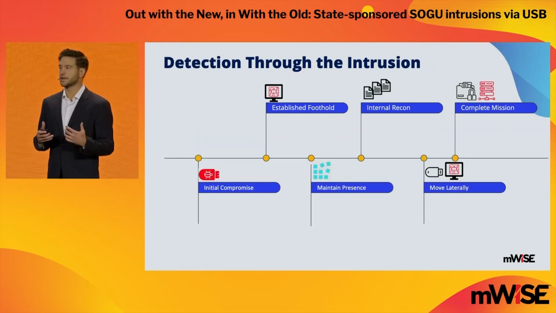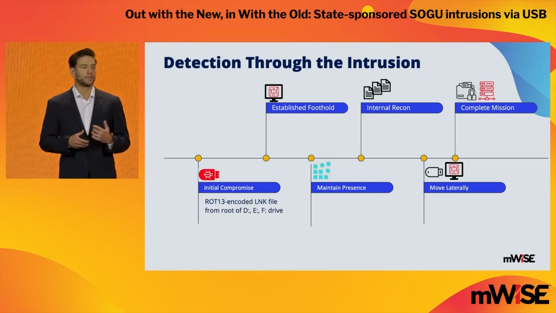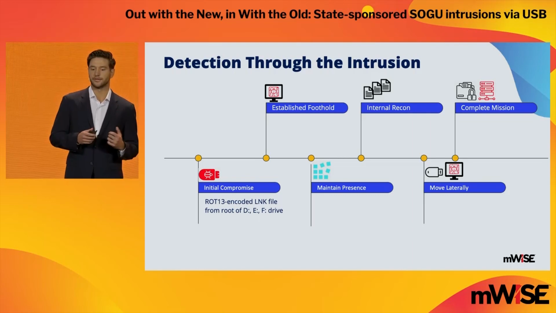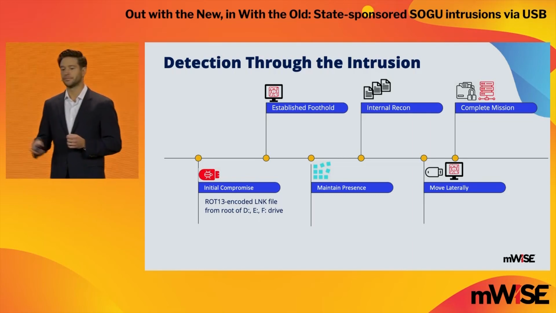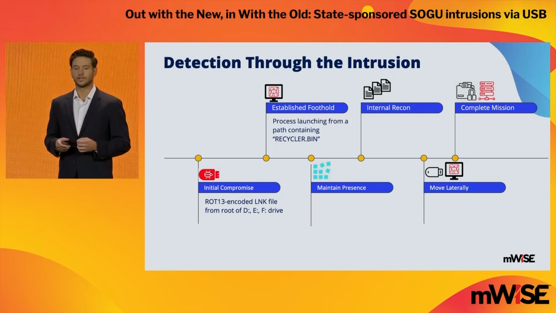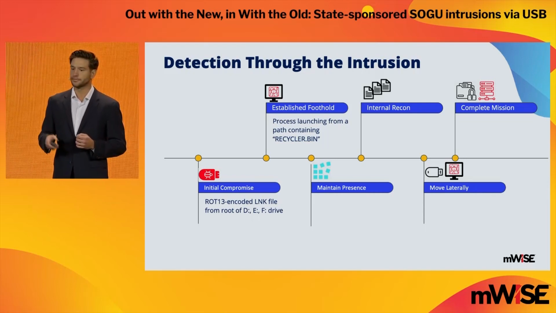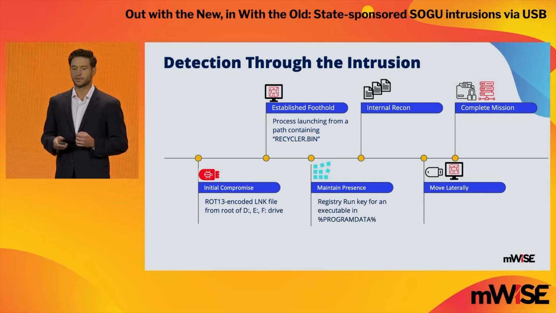Now we'll map detection opportunities to the attack lifecycle. For initial compromise, we're looking for ROT13 encoded LNK files in the roots of D, E, or F drives. For establishing foothold, we're looking for a process launching from a path containing recycler.bin. For maintaining presence, we're looking for a registry run key for an executable in program data.